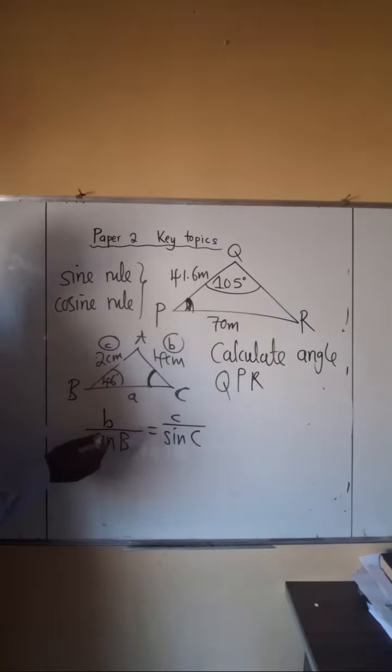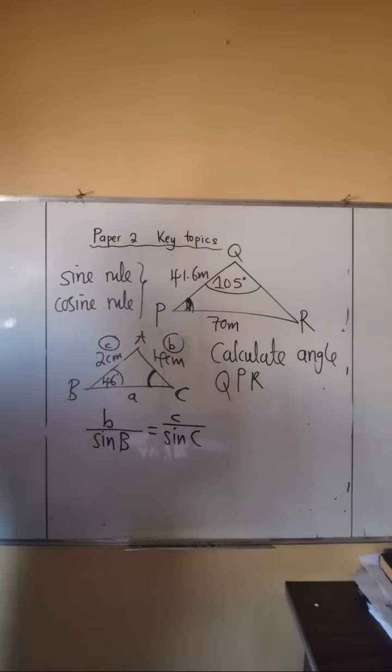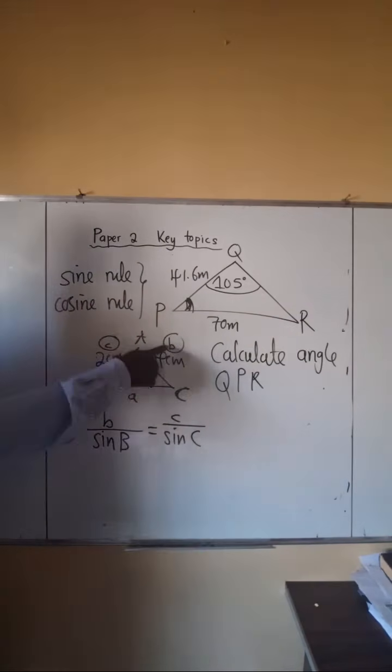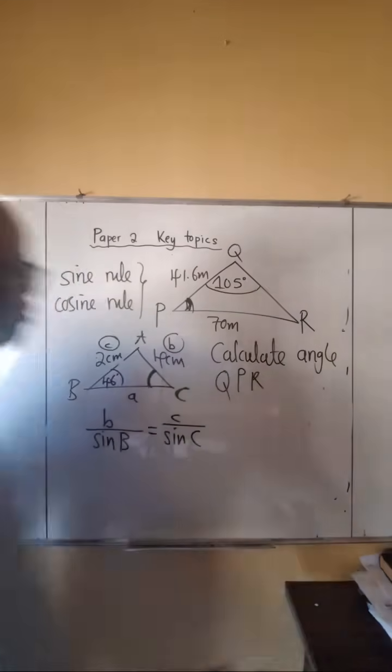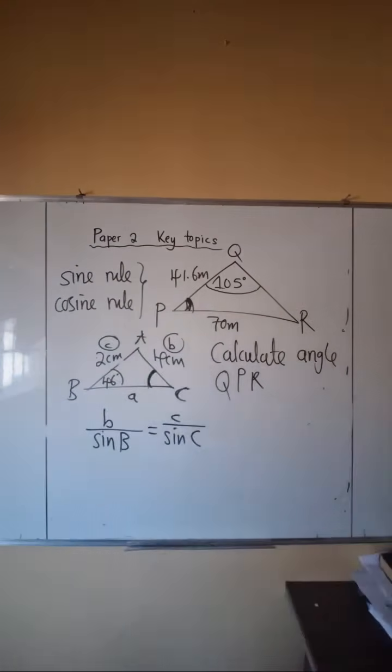Just like that. Okay? So when solving, I'm just going to get this value, I put it here, this value, I put it here, the angle here, since it's at B, I put it here, and then cross multiply and work out. Okay, let's go to the question and see what we can do on the question.